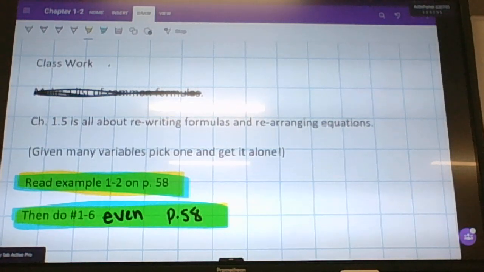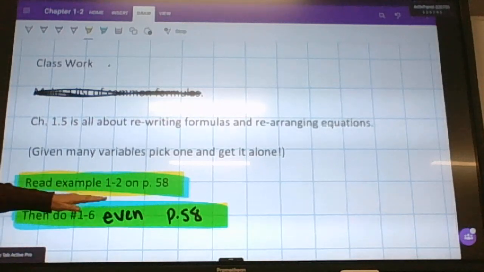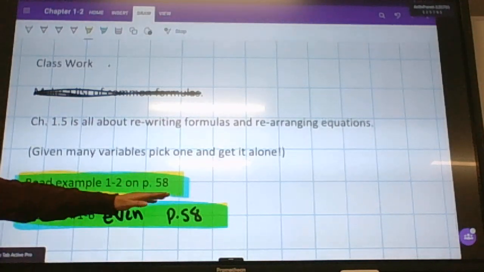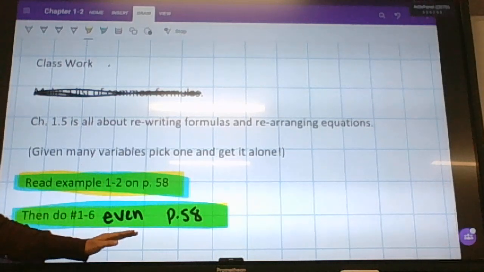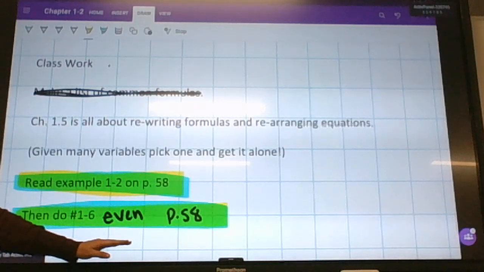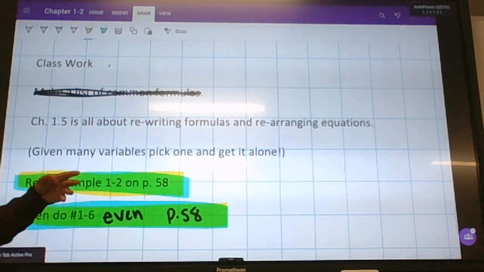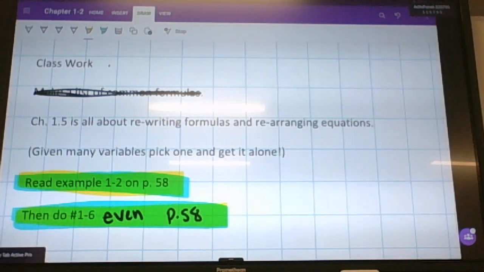Okay, let's see who. You're reading page 58, example 1 and 2. And you're going to try to do the even problems. You're going to look at it before I tell you about it. In silence. It's difficult in a room like this. Let's try it.